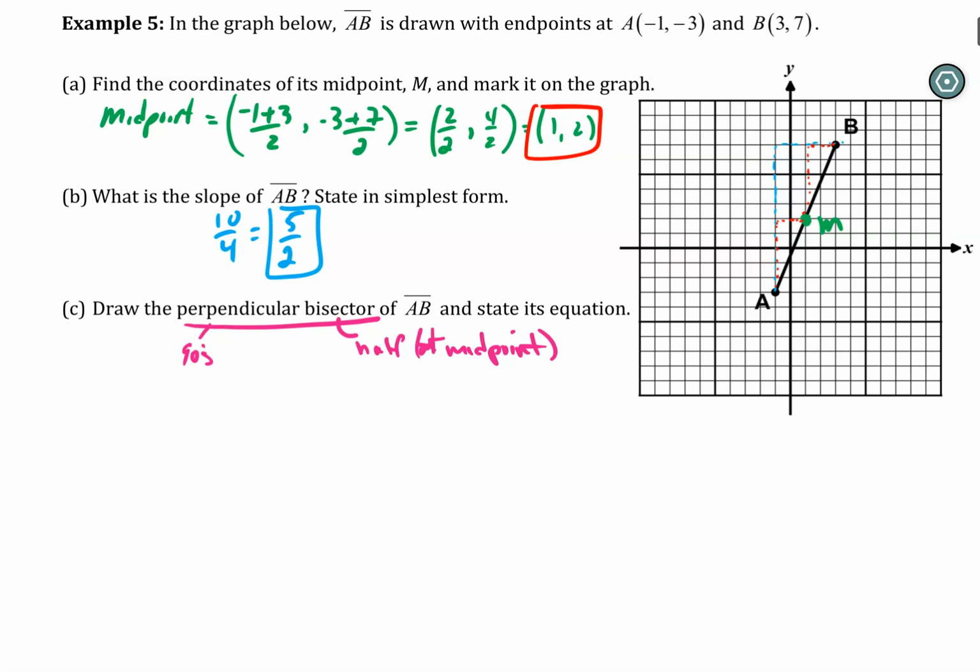So the 90-degree part. In order for a line to be perpendicular, as we discussed earlier in the year, the slope will be an opposite reciprocal. So perpendicular slopes are opposite reciprocals.